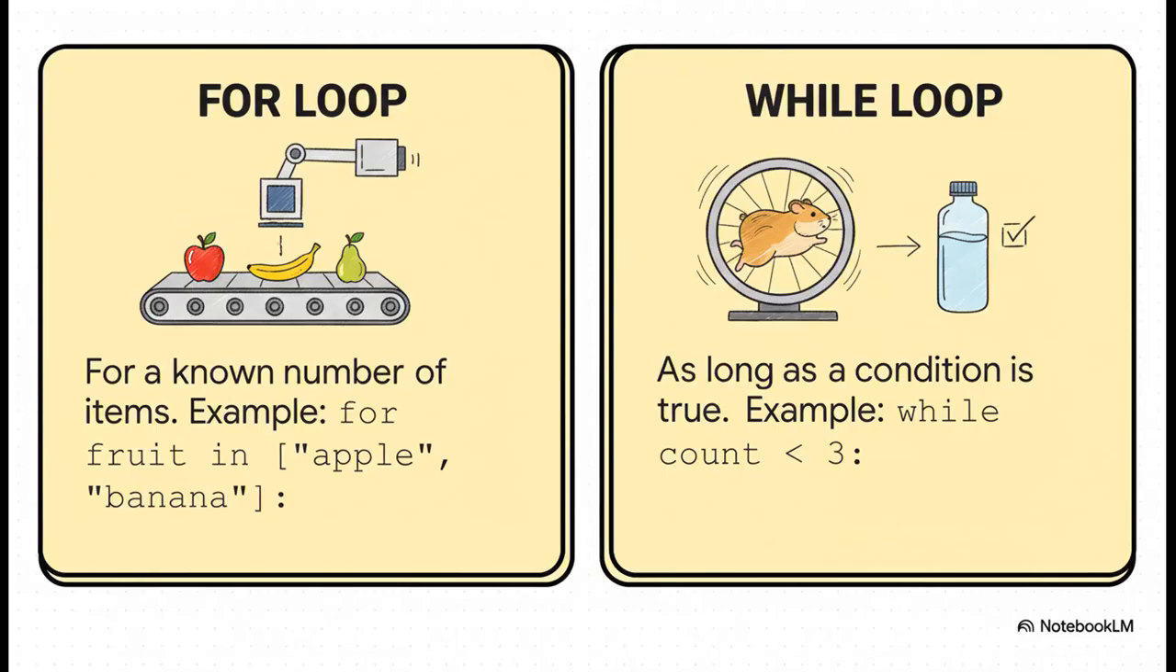Now, besides making decisions, computers are amazing at repetition. There are 2 main flavors of this in Python. For loops are perfect when you have a specific list of things you want to go through one by one. Like, for each fruit in this basket, do something. You know exactly when it ends. A while loop, on the other hand, is more like, keep doing this thing while some condition is still true. It just keeps going until that condition finally changes.